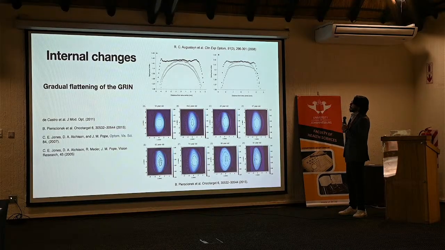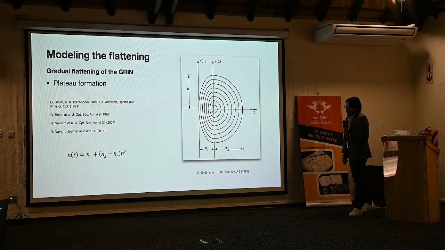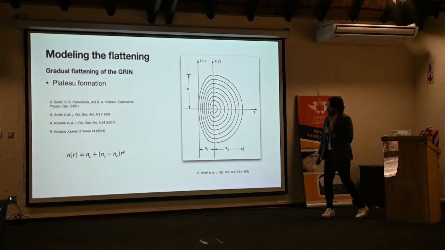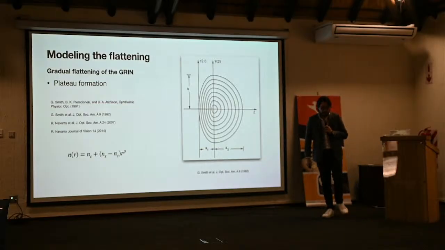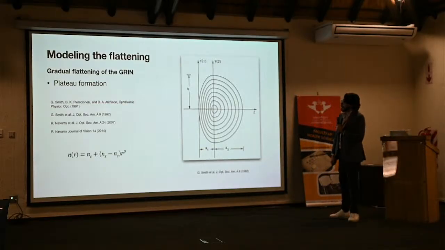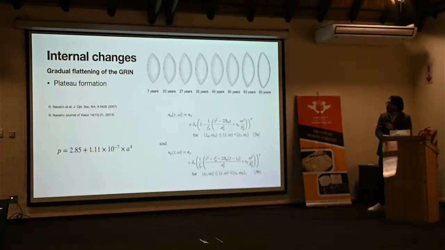Here are some more recent works. This gradual flattening of the refractive index has been modeled, for instance, in this way. This is the axial, the sagittal refractive index, and this exponent P is the one that regulates the flattening of the refractive index distribution.